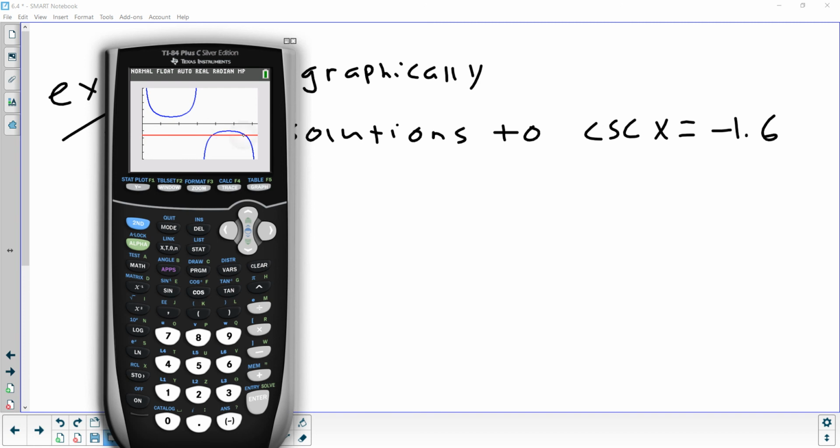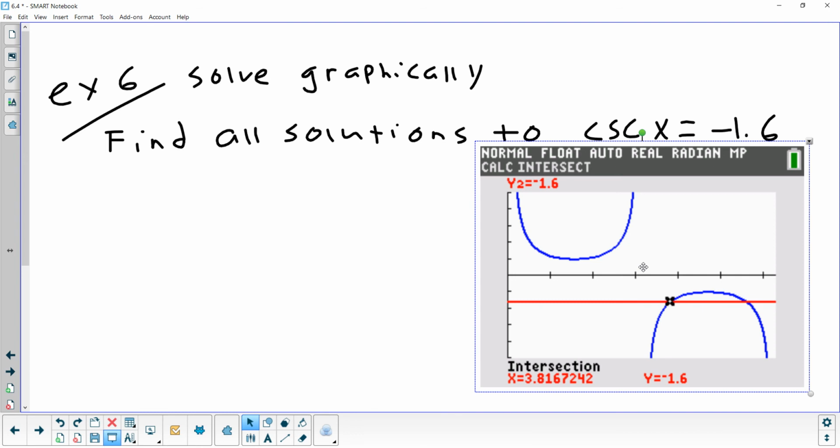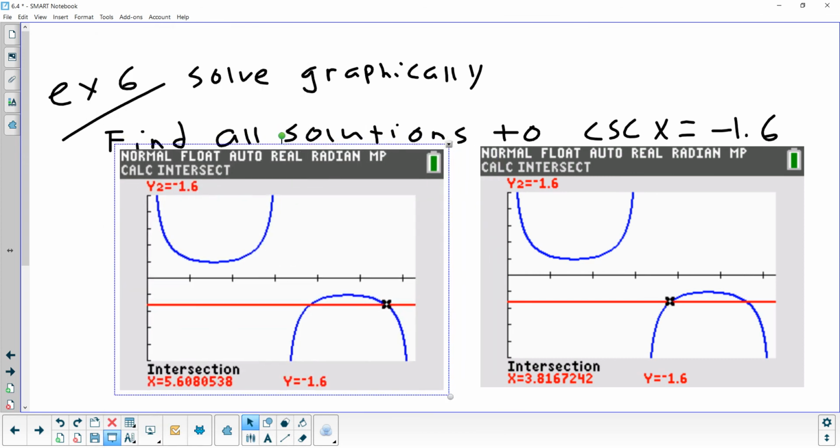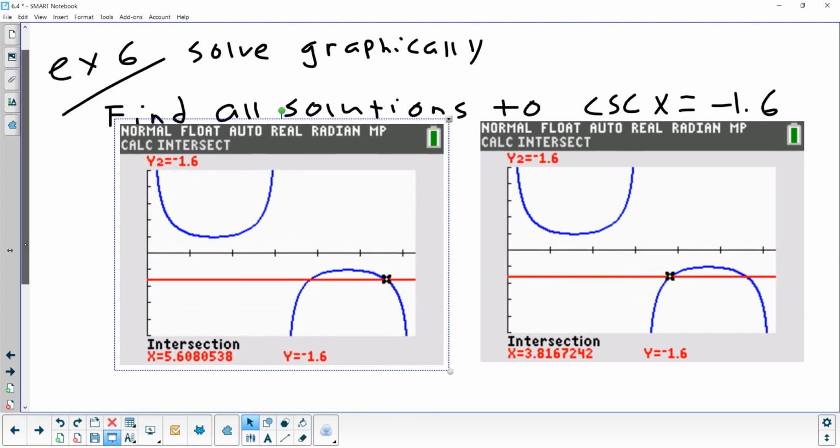Now, how am I going to find the 2 answers in this cycle? What am I going to do on the calculator? Second calc intersect. Yeah, second calc intersect. We're going to find the one on the left. All right, so that's one of my answers, 3.817. And now I need the one on the right. And that one is 5.608.